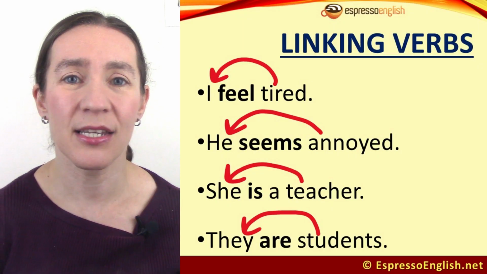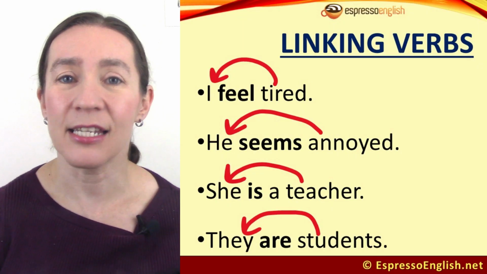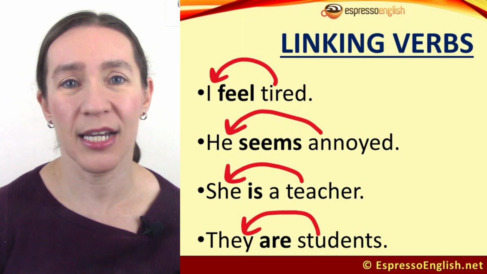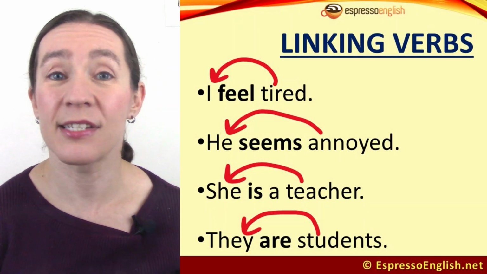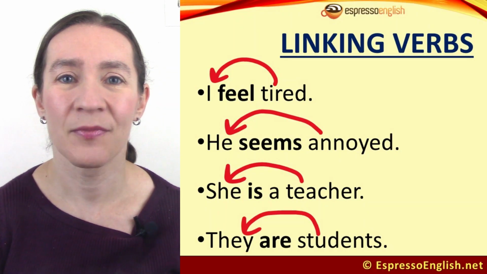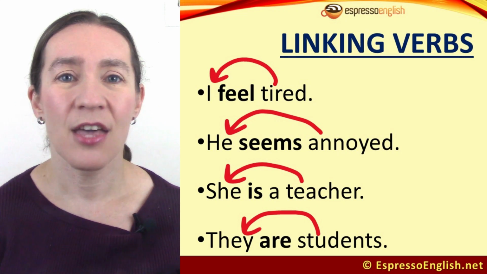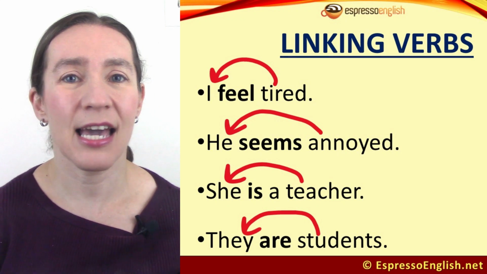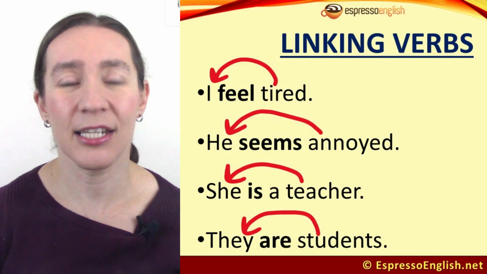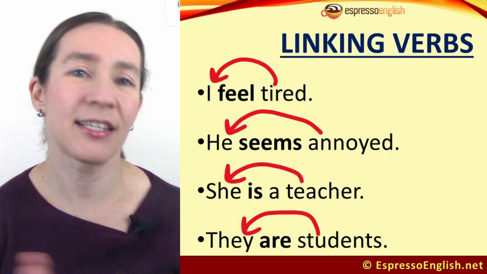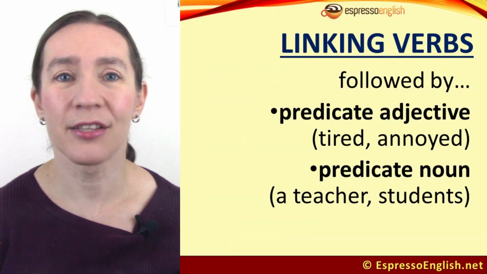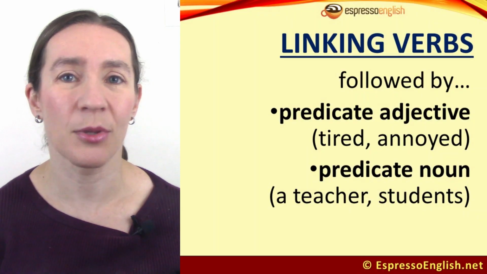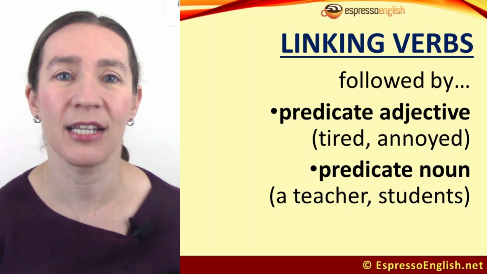Tired describes me. He seems annoyed. The word annoyed describes him, and the word seems links those two together. She is a teacher. They are students. Again, the second part of the sentence, teacher and students, describe the subject. What follows the linking verb is called a subject complement because, again, it describes the subject of the sentence.